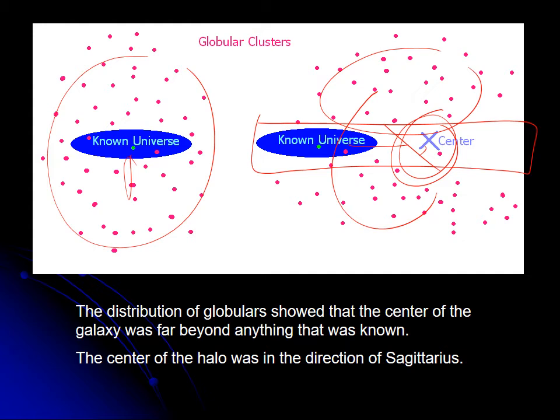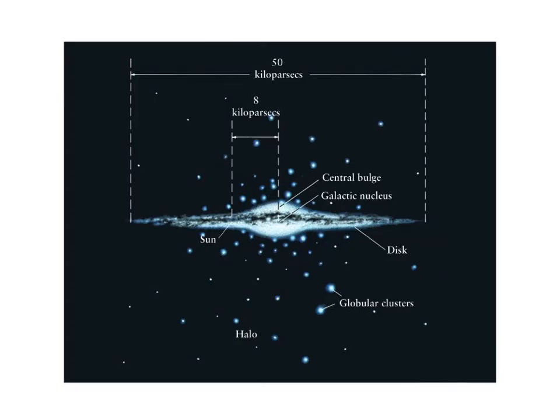The center of the halo was in the general direction of Sagittarius, which is also where the galaxy tends to be a little bit wider, at least the Milky Way does, the visible part. So the center was about 8 kiloparsecs away. That's after modern measurements. Shapley's measurement was a little bit off, and he actually had it a little further than that. But the modern measurement is that the center of the galaxy is about 8 kiloparsecs away.